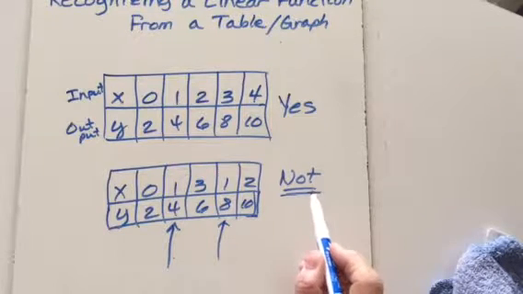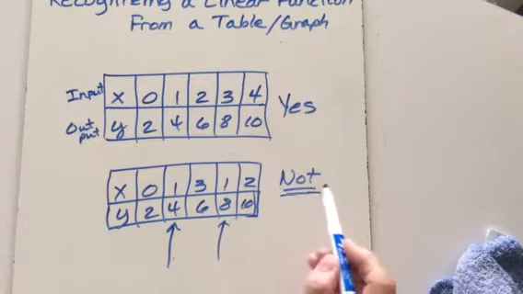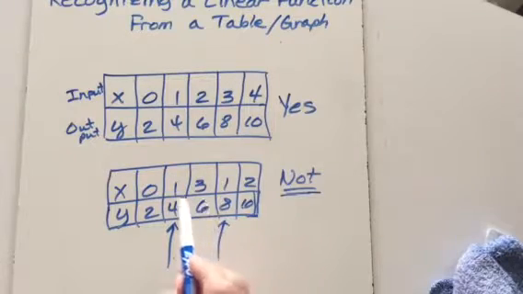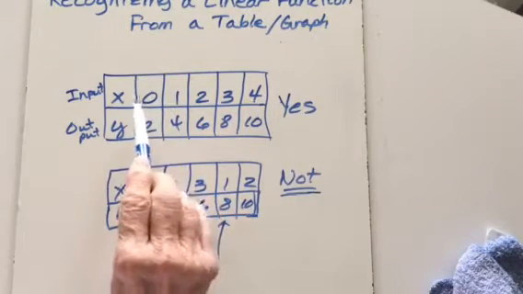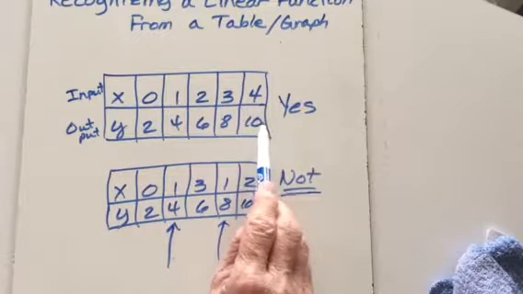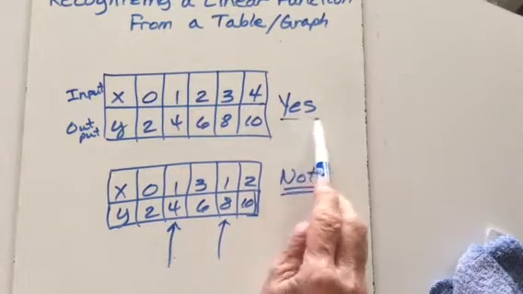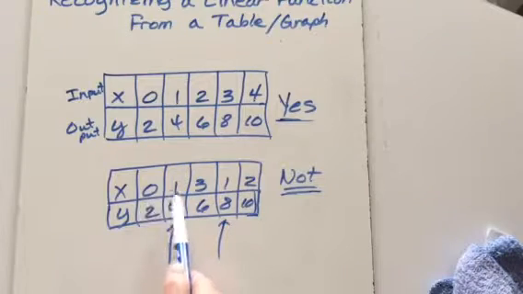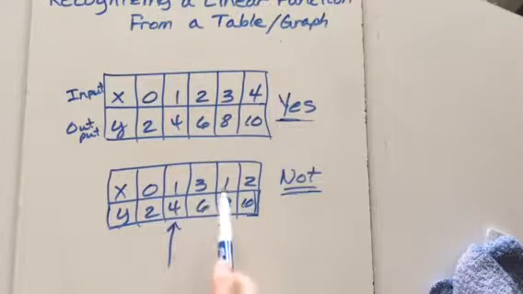So we can recognize a function from a table by every single number that I put in with the x has a different number y output. Therefore, it's a function. But if I put in a number and it comes out with two different y's or two different outputs, then we say it is not a function.